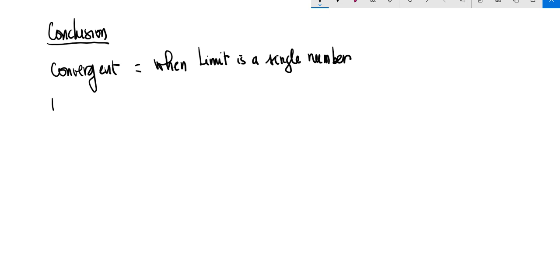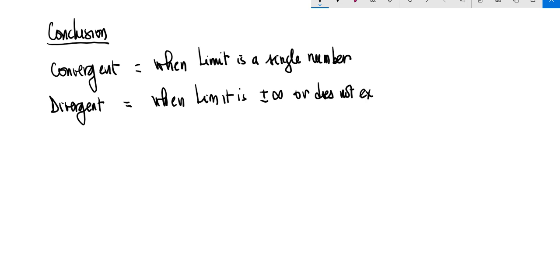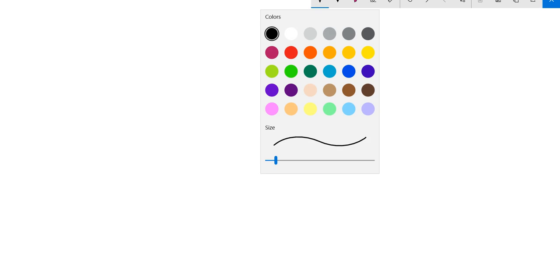And we say that the sequence is divergent when the limit is either plus or minus infinity, or it does not exist, like in that last case. All right, so let's look at a few cases where we get to evaluate some limit.